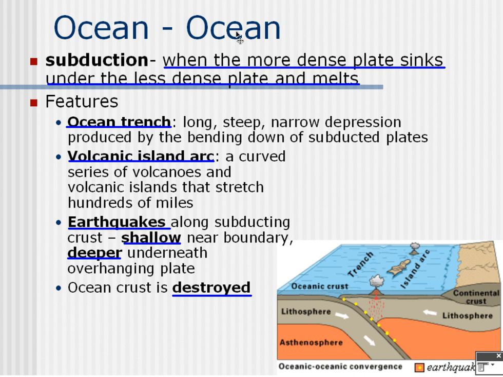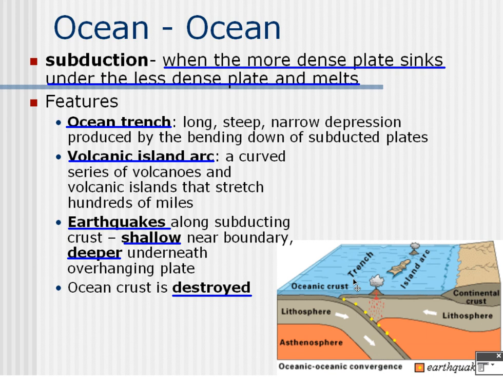When an ocean crashes into an ocean, we call it subduction. Sub, of course, means under. So it's when the more dense plate sinks under the less dense plate and melts. And that's what you see in this side view. One piece of the oceanic crust, one plate. For instance, this could be the Pacific Ocean plate. It's a little bit older and more dense than the North American plate it's crashing into, and so when it crashes into it, it sinks under and is destroyed.